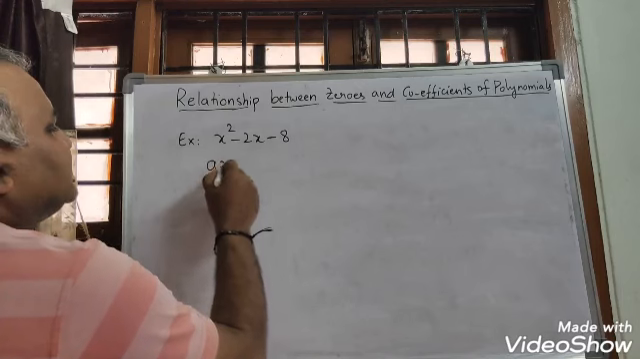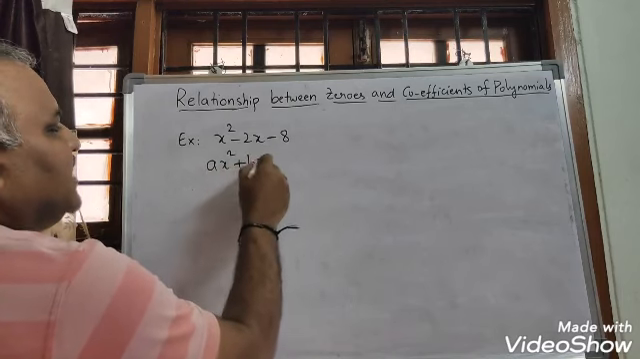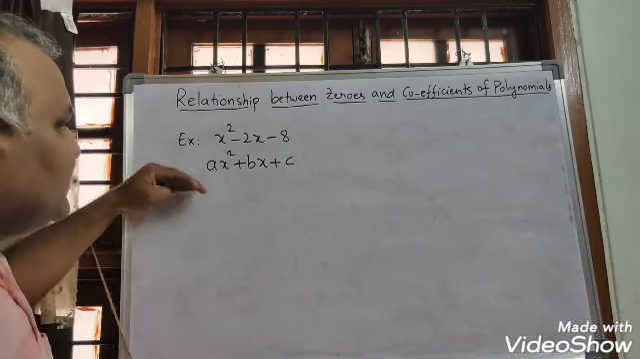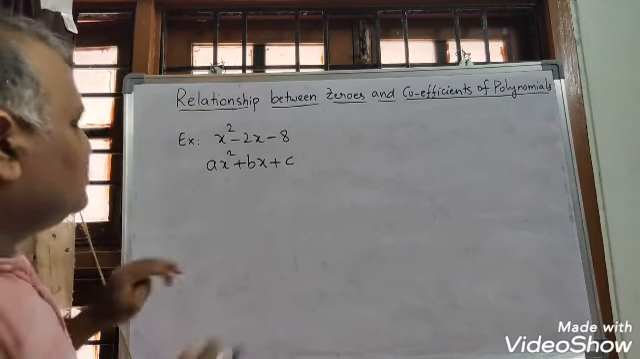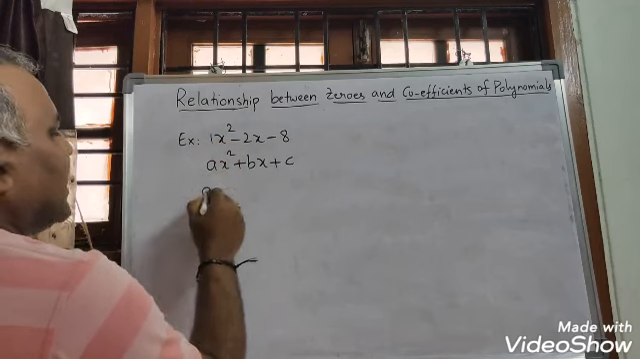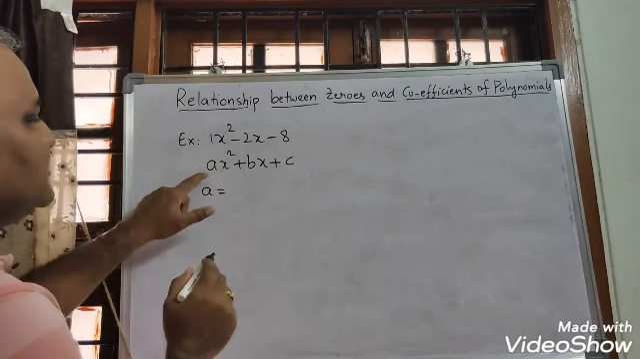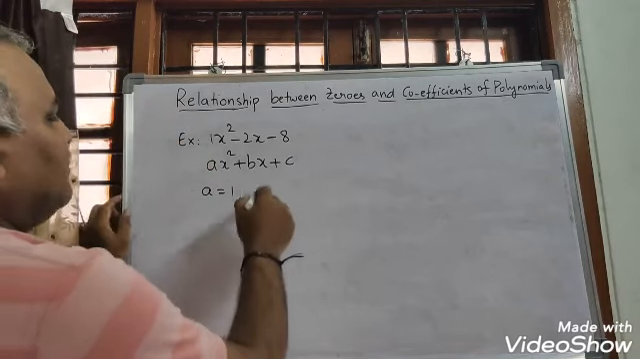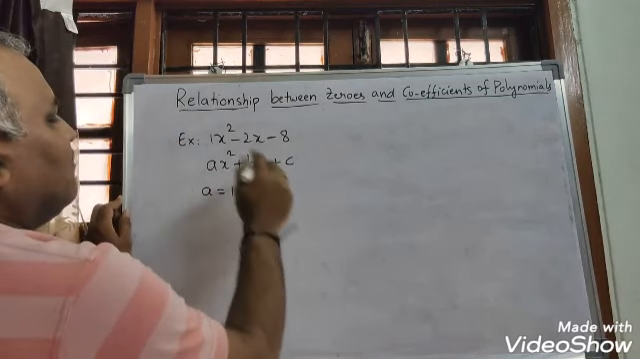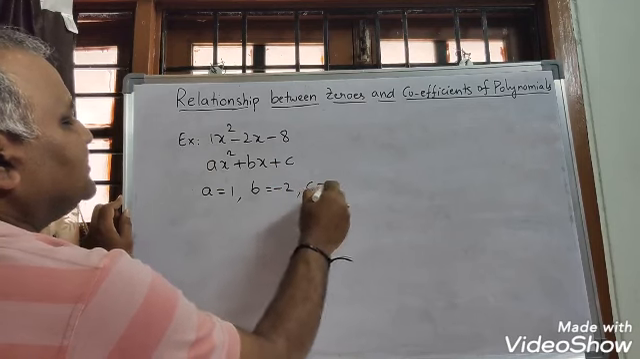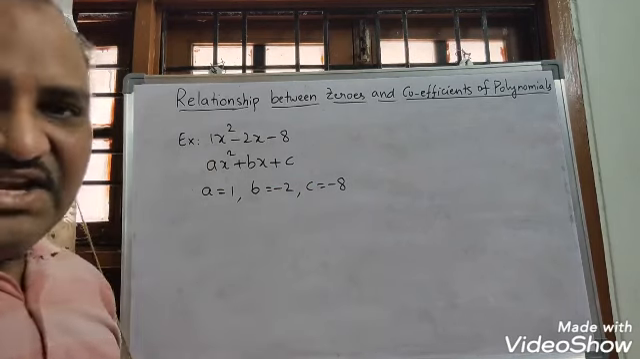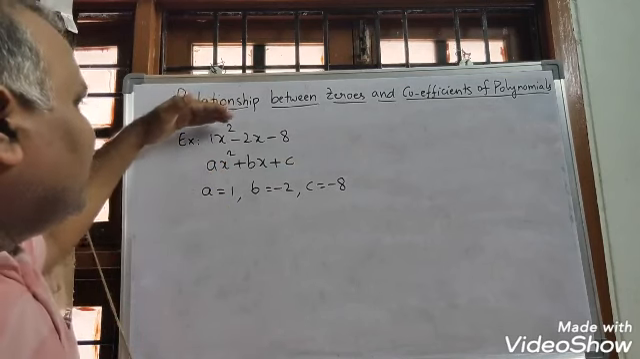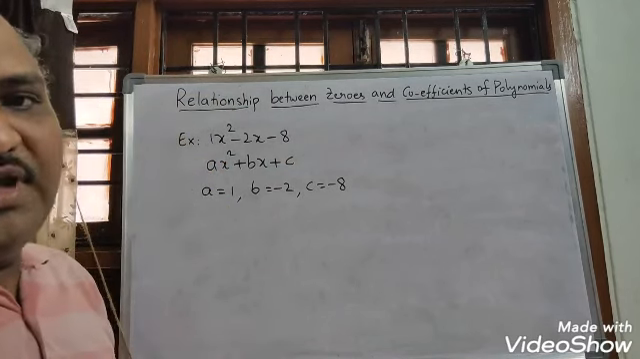That is ax square plus bx plus c. Now by comparing with these, what are the values of a, b and c? a is equal to 1, which is the coefficient of x square. b is equal to minus 2, c is equal to minus 8. These are the values of a, b and c for this particular polynomial.